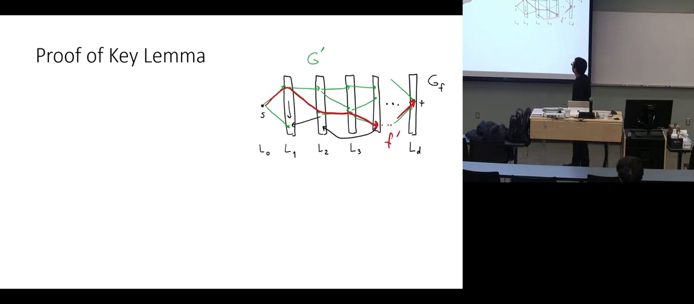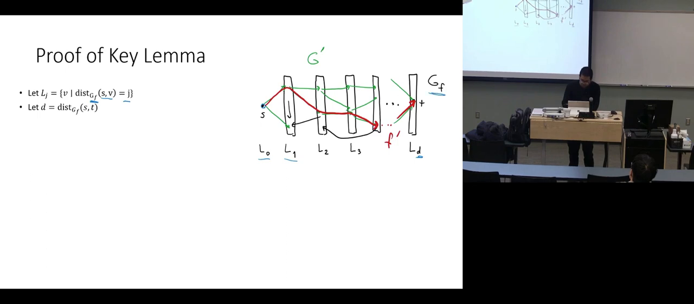So what I want you to have in mind is this picture. Let's see what I mean by this. I will define the layer L_j to be all nodes V such that the distance in the residual graph from S to V is j. So S is L_0, then you have L_1 in the next layer, L_2 in the next layer. And let's say that D here is the distance from S to T in the residual graph.